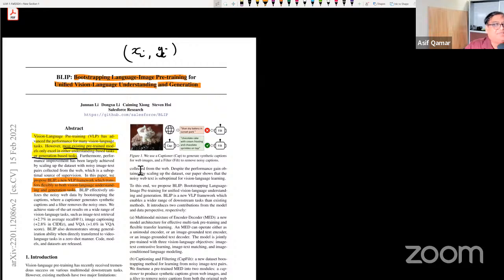So it has a captioner. That is a generative task, isn't it? Generating a caption for an image. And then there is a filter which removes the noisy ones, bad captions. It will be able to eliminate bad captions. So that looks very promising. And it says that you can do it in a bootstrapped way.